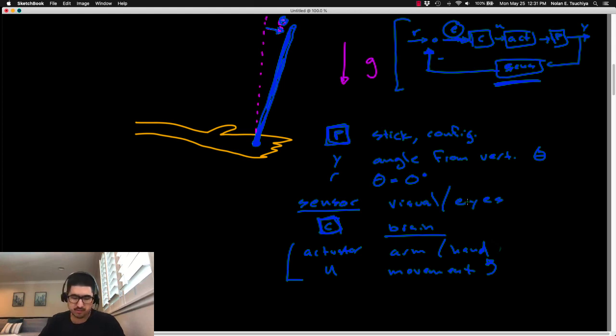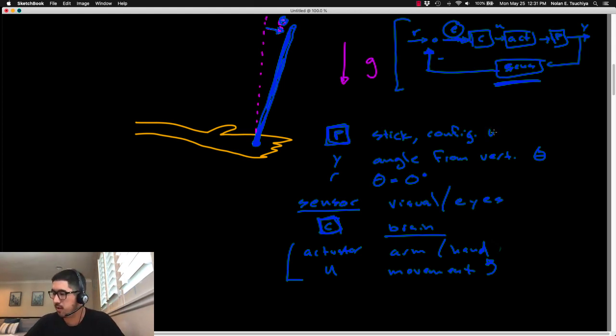Actually, let me do this. Let me pose the question of why use feedback control at all? What is the point of using feedback control? One of the primary uses of feedback control is that it can stabilize unstable systems. That's something that only feedback control systems are capable of doing, is to stabilize an unstable system.